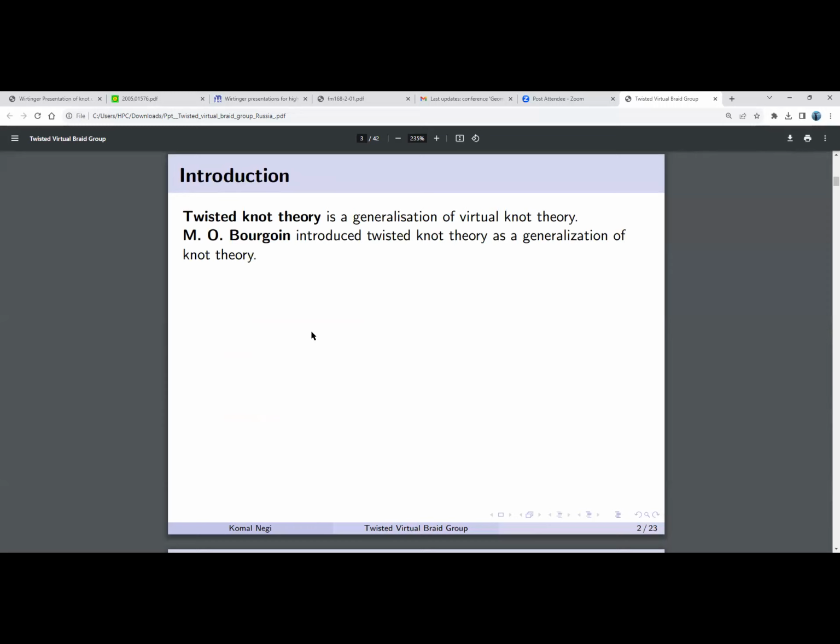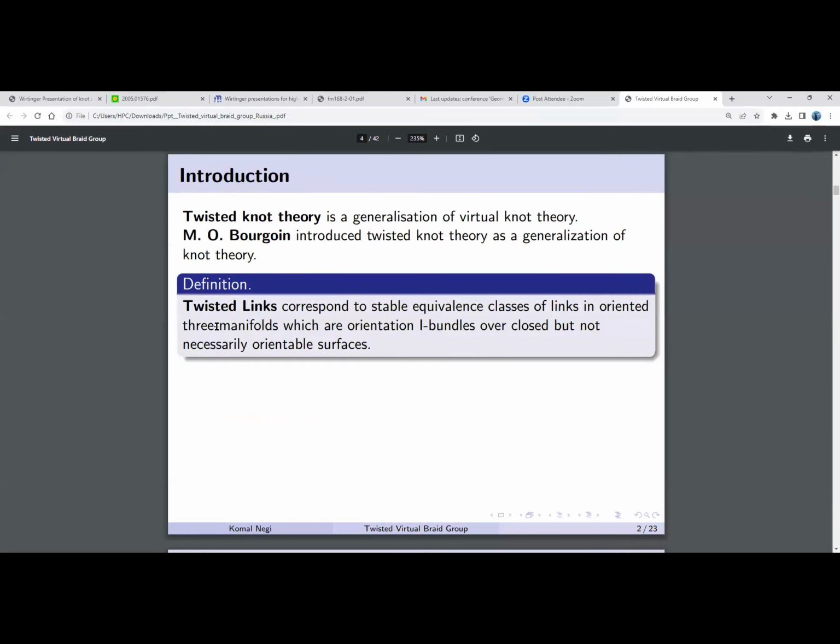Twisted knot theory was defined by M.O. Bourgoin in 2006, which is actually a generalization of virtual knot theory, which was discovered by Louis Kauffman in 1999. So let's see how twisted knots are defined. Twisted links correspond to stable equivalence classes of links in oriented 3-manifolds, which are orientation I-bundles over closed but not necessarily orientable surfaces.